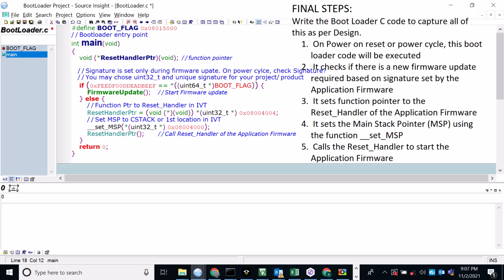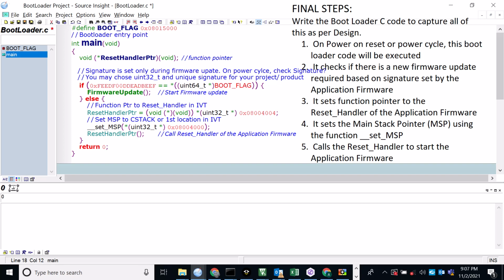Final steps. Write the bootloader C code that we discussed as per design. 1. On power on reset, power cycle, controller reset, or watchdog reset, this bootloader code will be executed. 2. It checks if a new firmware update is required based on the signature set by the application firmware.